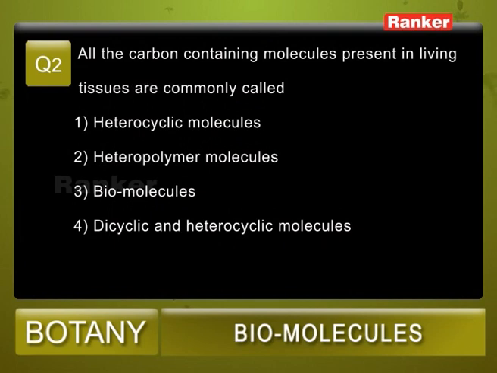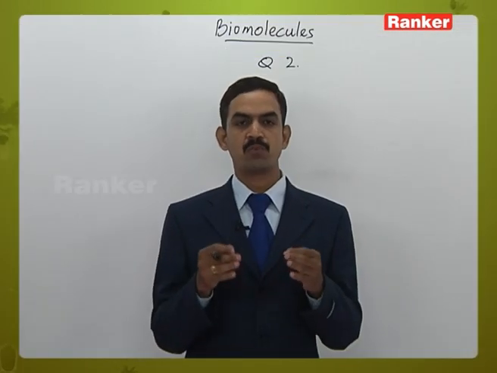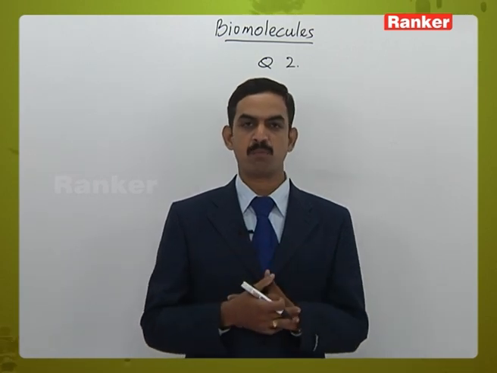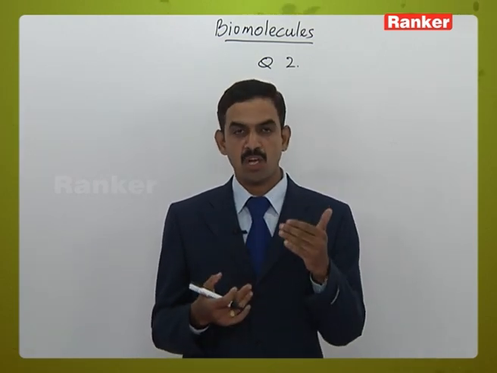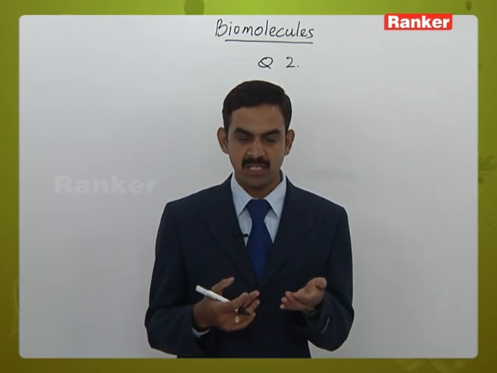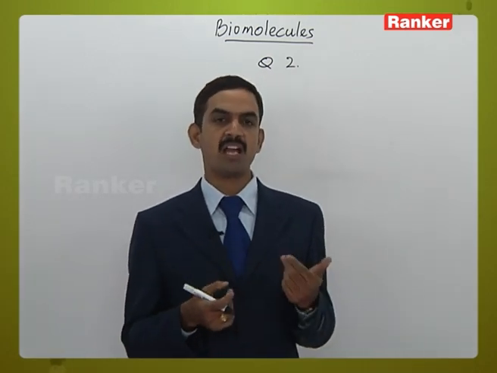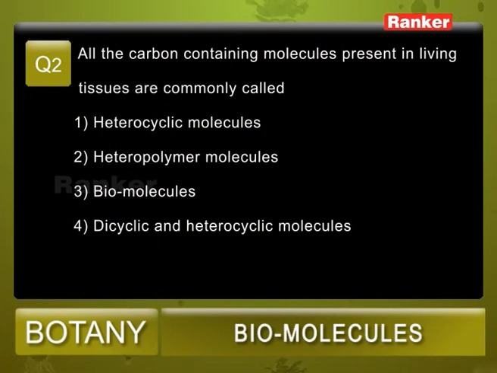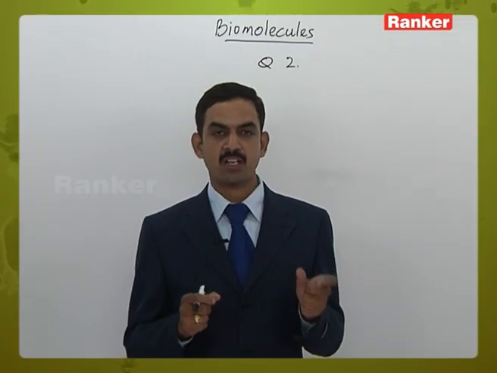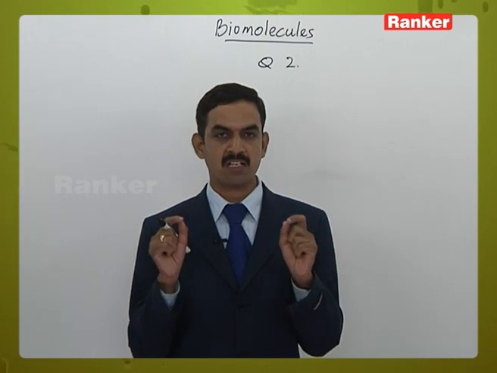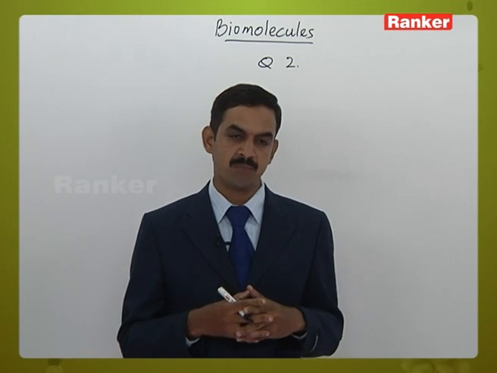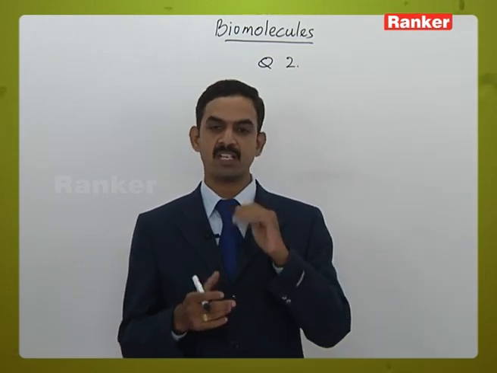Then the third one is biomolecules. All the molecules present in a living system or in a living cell are called biomolecules, and these molecules are organic in nature, and they are mainly made up of carbon, hydrogen and oxygen. Then the fourth one, dicyclic and heterocyclic molecules. Dicyclic means a compound made up of 2 cyclic structures, and those 2 cyclic structures differ from each other. So we call them dicyclic and heterocyclic compounds.